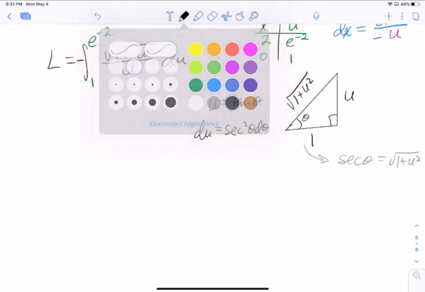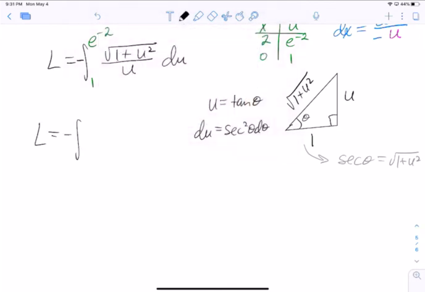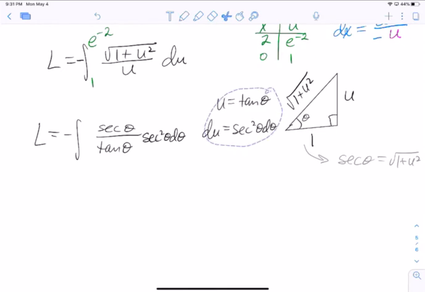We can then start to replace some values in the integral. The square root of 1 plus u squared is being replaced by the secant of theta. The u in the denominator is going to be replaced by the tangent of theta. And du is going to be replaced by the secant squared of theta d theta. See if I can fit it in. I did. I don't like the way it looks though. So there we are. Now I really don't like the way this integral looks. We have the secant of theta over the tangent of theta times the secant squared of theta d theta. Furthermore, we need to deal with the limits.